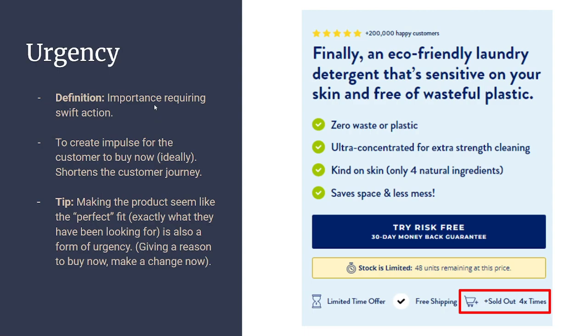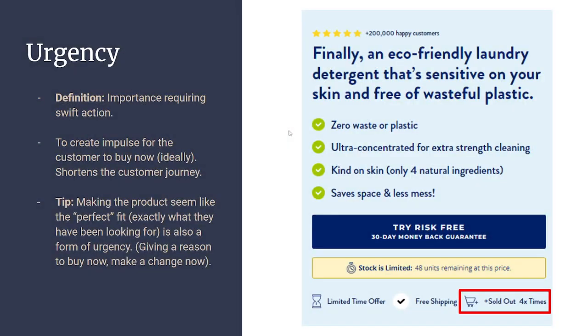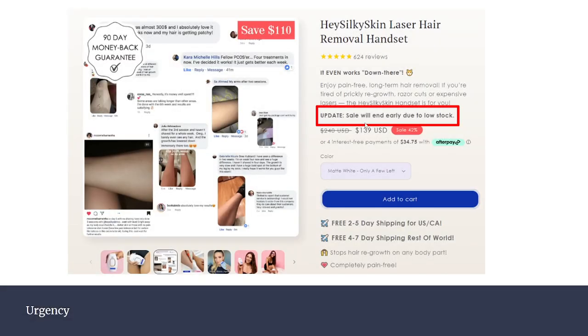Urgency. Importance requiring swift action. Again, to create the impulse for them to buy now. Tip: making the product seem like the perfect fit, exactly what they've been looking for, also creates a form of urgency. Gives them a reason to buy now from you. Sold out 4x times. Here's another one. Here's urgency and scarcity layered together.